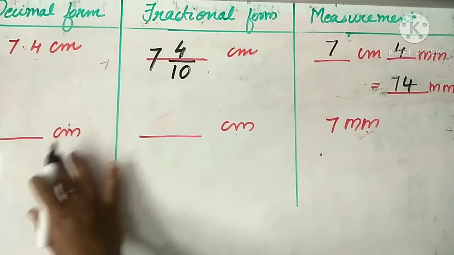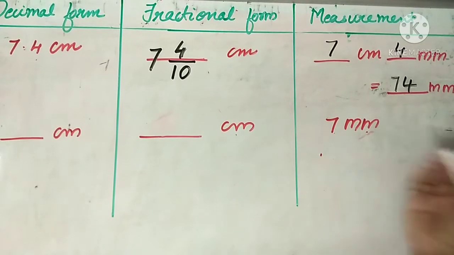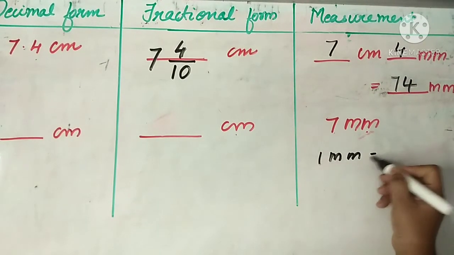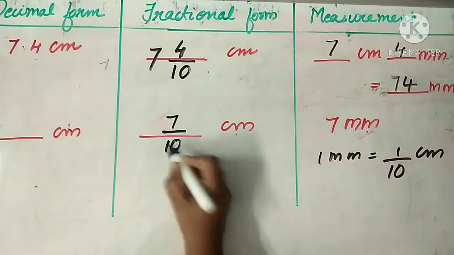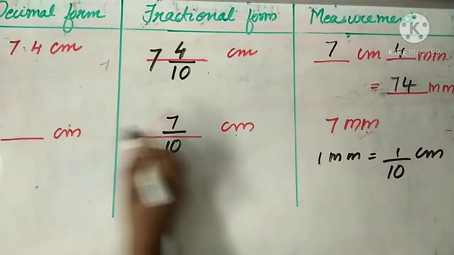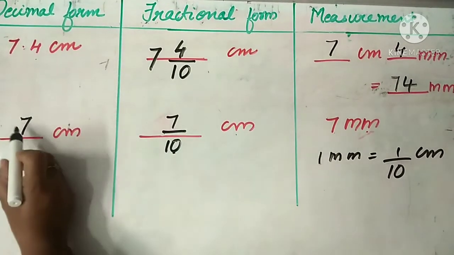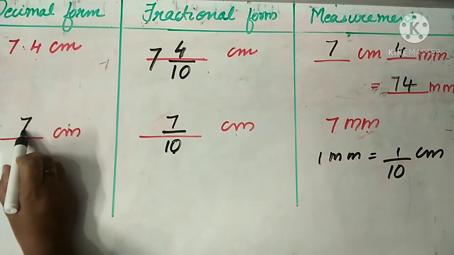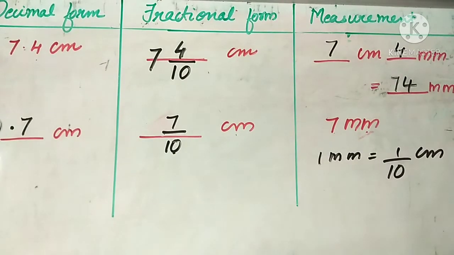Second question, decimal form and fractional form we have to find. Measurement is given, 7 millimeter. This is in millimeter. These two are in centimeter. We know 1 millimeter is equal to 1 by 10 centimeter, isn't it? So 7 millimeter we can write as 7 by 10 centimeter. When it is like this, how will we write the decimal form? We write the numerator and count the number of zeros. Here only 1 zero. So we put the decimal point after 1 number. So the answer is 0.7 centimeter.